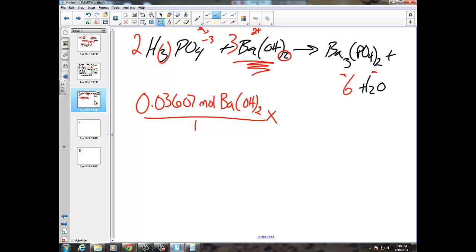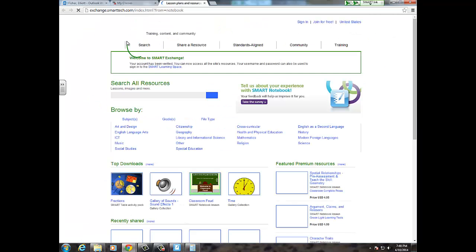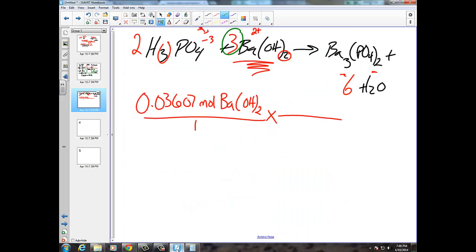Now, times a mole ratio from where? From this equation. That number and that number. So that one and that one. Okay. Now, what goes where? Well, I've got moles barium hydroxide in the top, so that's got to go in the bottom. And the number associated with it, which was a 3. And the one I'm looking for goes on top. So 2 moles H3PO4.